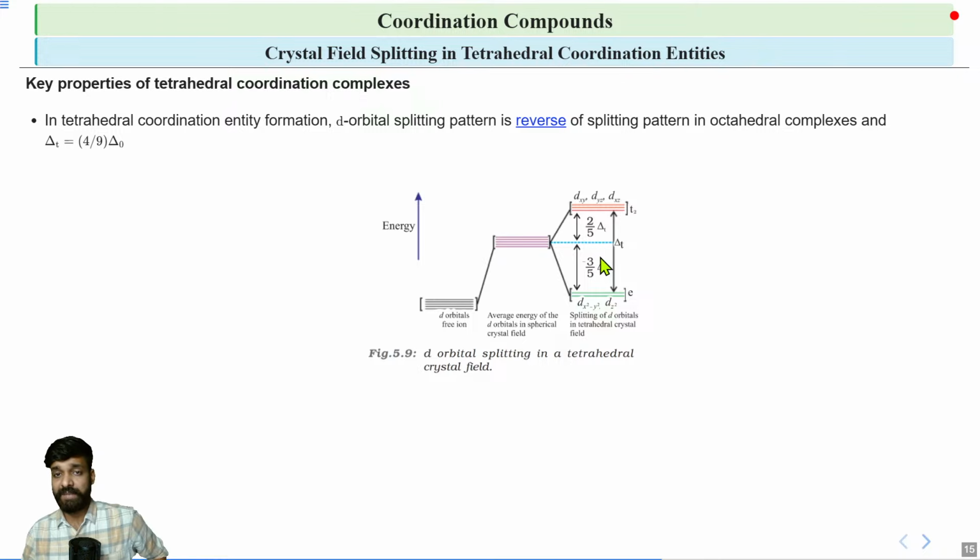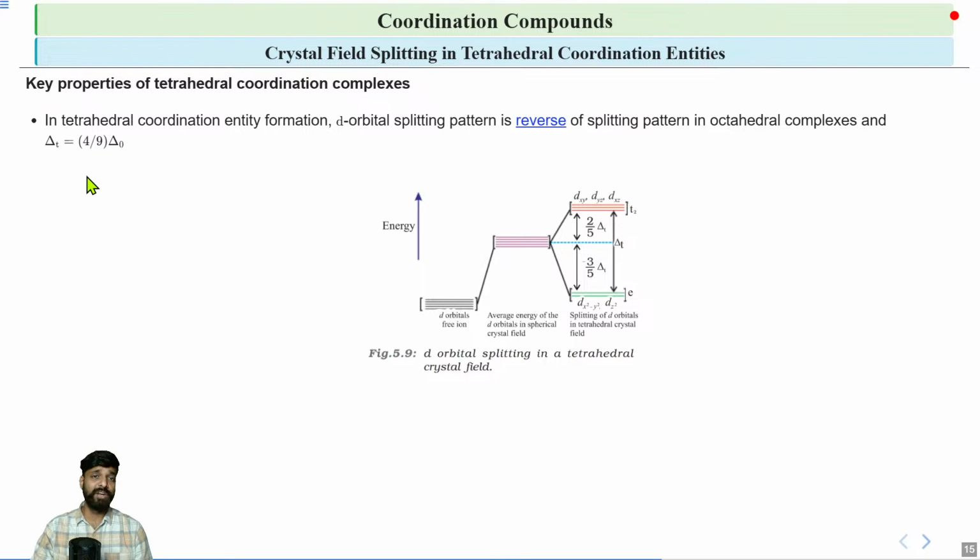But the 3 by 5 which was present in the upper part is now present in the lower part, meaning the two orbitals are lowered by 3 by 5 delta t. The t in the subscript represents the splitting energy for the tetrahedral complex, whereas the three orbitals dxy, dyz and dxz go into the higher energy. One more important thing I said earlier: you won't see t2g, it is only t2 and e. No g here, because tetrahedral complexes are not gerade in nature.